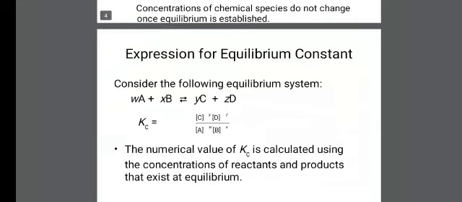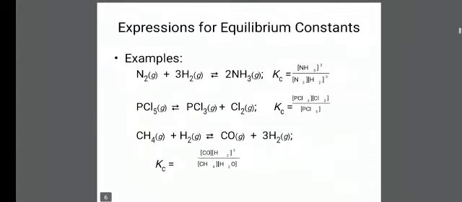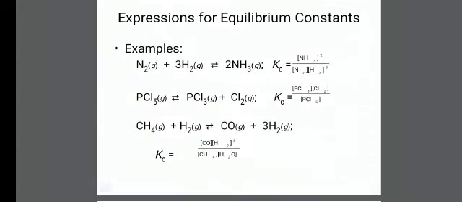Expression for equilibrium constant. Consider the following equilibrium system. The equilibrium constant is the product of the concentrations of the products divided by the product of the concentrations of the reactants. The numerical value of Kc, the equilibrium constant, is calculated using the concentrations of reactants and products that exist at equilibrium.